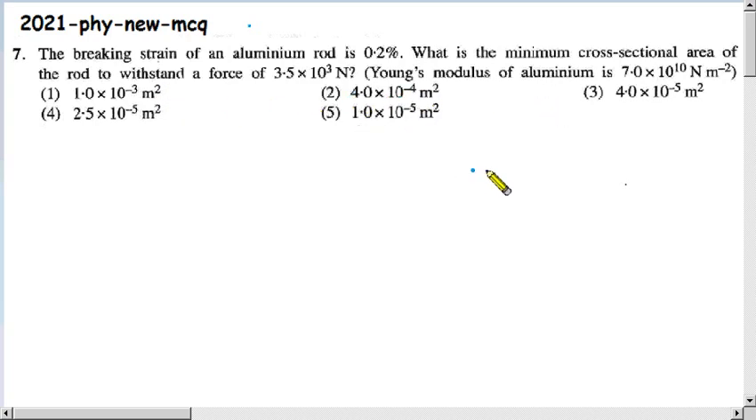There are 5 answers. So children, without going directly to solve the question, I would like to revise the lesson a little bit, because otherwise you will not understand, as the equation is a little bit complicated. So let us discuss the lesson a little bit.